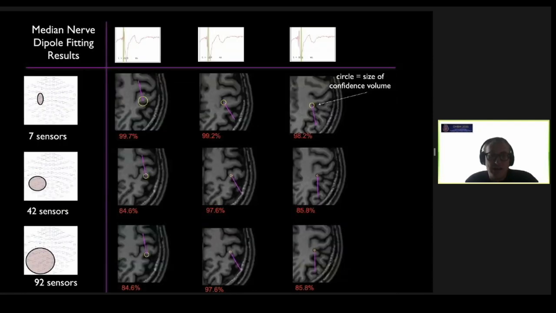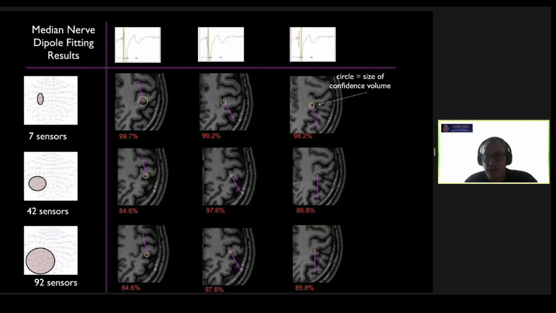Let's see now in practice what happens when you do things like this. What you see in this slide is median nerve stimulation data, and you're trying to locate inside the sensory motor cortex the dipole that is active following this median nerve stimulation. The first row corresponds to using only 7 sensors, the second row is when you use 42 sensors, and the third row is when you're using 92 sensors. Every column is for a given time instant.